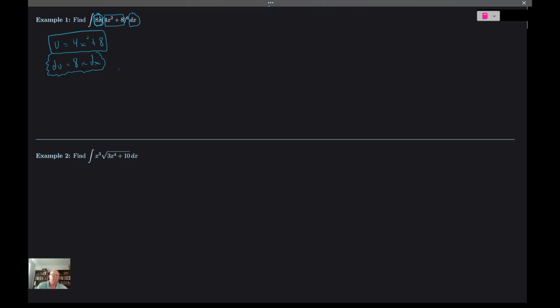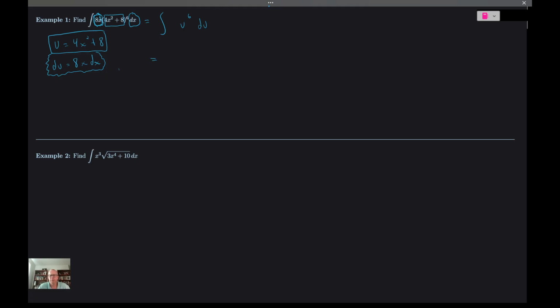So now all the variable parts of this function are accounted for. It's either in the u or the du. Now if we substitute, we have the integral. 4x squared plus 8 is u, and that is raised to the 6th, so we have u to the 6th. And then we have 8x dx, and that is equal to du. So this integral becomes the integral of u to the 6th du.